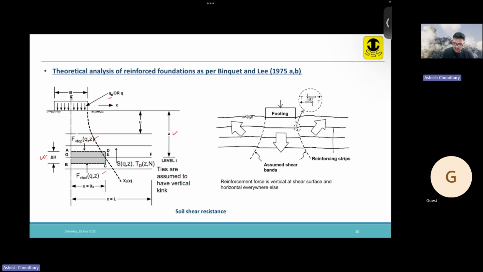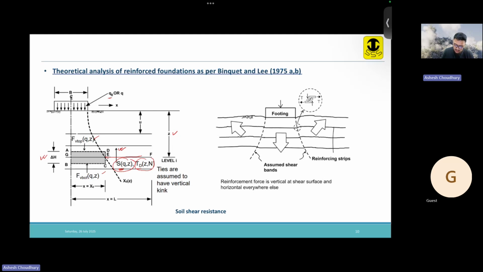Okay, so SQZ is nothing but the shear resistance that is developing at this level, and TDZN is nothing but the tensile force, or the strength, or the reinforcement force that is developed. Now you must be wondering that the reinforcements are applied laterally. Then why are we considering this TD and S both as vertical? Why are we considering that?